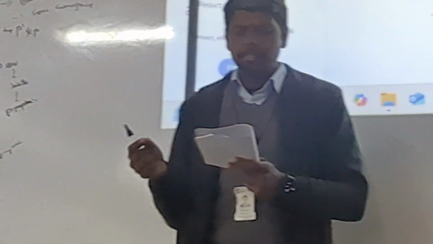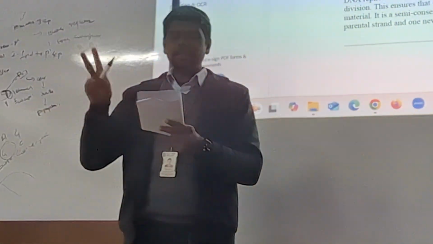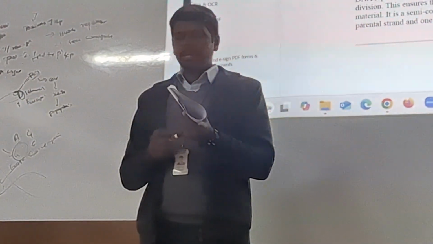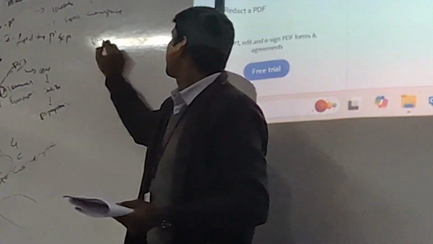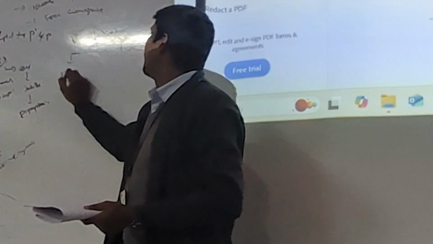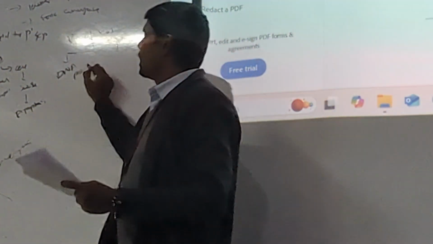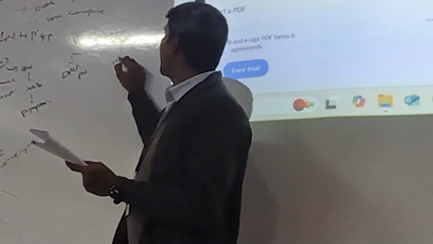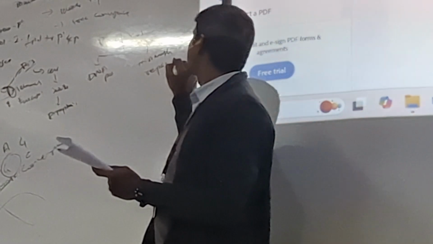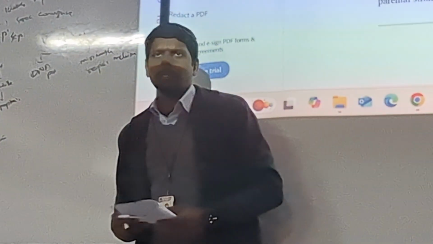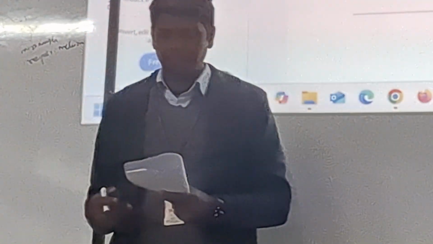So write down, proofreading can be done by two methods. One, with the help of the DNA polymerase proofreading mechanism, and the other with the help of the mismatch repair mechanism.